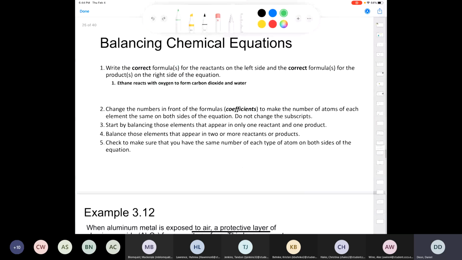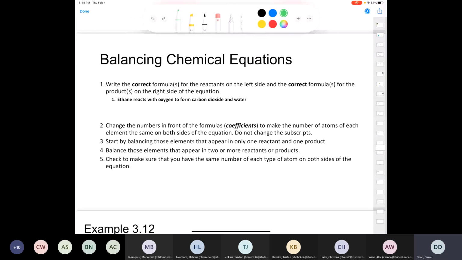Well, let's move on from there and talk about balancing chemical equations. It's not just trial and error. Sometimes it can be, I guess, if it's a really difficult problem. But for balancing equations, this is the path that's laid out in our textbook. It says, write the correct formula for the reactants and products on the left side and the right side.